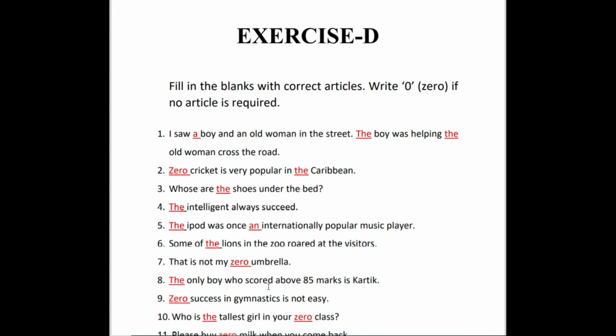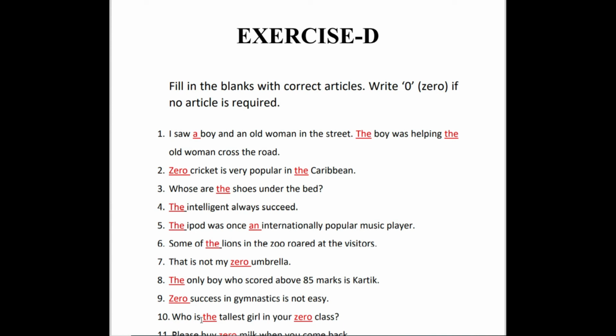The only boy who scored above 85 marks is Karthik. Why are we writing the here? Because here we are specifying the boy. Who's that boy? Karthik. Number 9, dash success in gymnastics is not easy. Here, zero article in number 9. Why? Because it's an abstract idea, an abstract noun, success. So before abstract ideas, abstract nouns, we are not supposed to write any article.